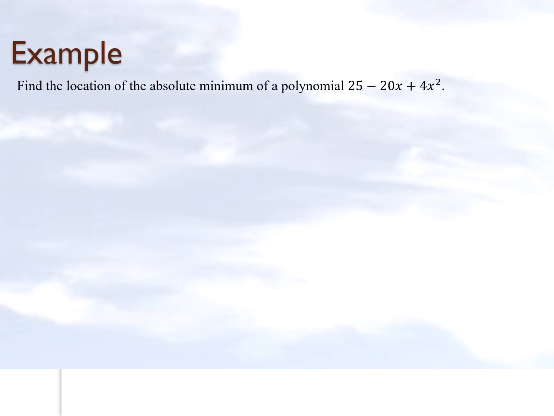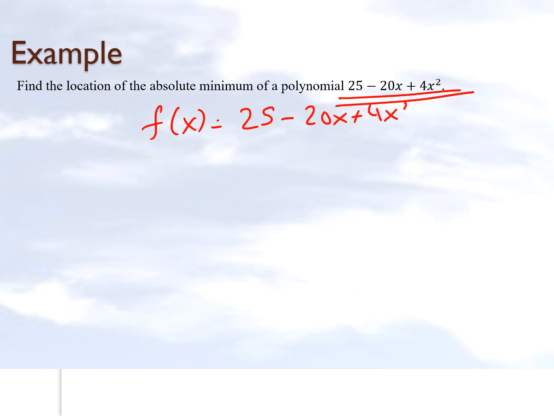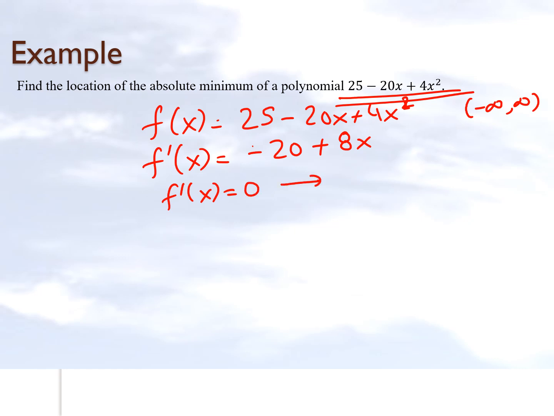Here we have an example where we want to find the minimum of this particular polynomial. This is a continuous and differentiable function on the domain, which although not given to us, we can say is from minus infinity to plus infinity. Then we make the first derivative test. I take the first derivative of this function, which will be minus 20 plus 8x, and see where the first derivative is 0. That means minus 20 plus 8x is equal to 0, which implies x is equal to 2.5.